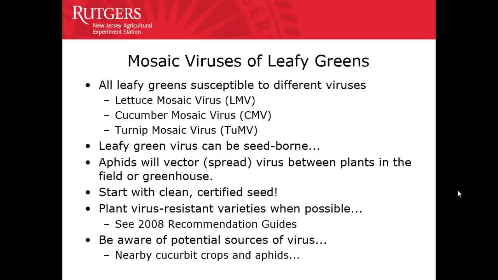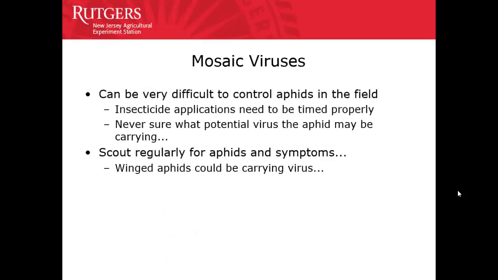Remember, cucumber crops can carry a lot of viruses, and aphids, for the most part, transmit them from crop to crop and from field to field in our area. Again, it's difficult to control aphids in your fields if they show up. So your insecticides need to be timed properly. And we just never know what viruses those aphids have, or if they're even carrying any. So you want to scout on a regular basis.